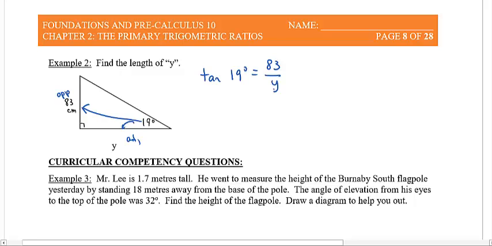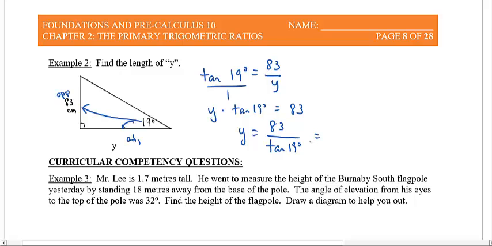This time now you have to solve for y. Notice it's in the denominator. So we could do the cross multiplying thing again. y times tangent 19 degrees equals 83. And if I want to solve for y, I'll take 83, dividing that by tangent 19 degrees.